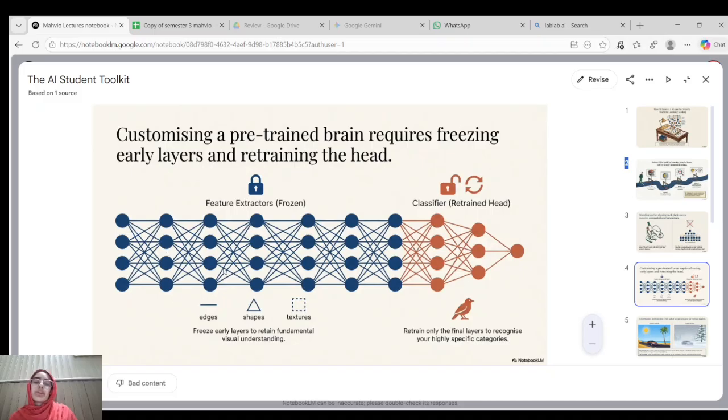The retrained head is the classifier. We only retrain the very final layers. This is where we retrain the final layer to recognize your highly specific categories, for example telling the difference between a benign cyst and a malignant tumor. This saves a huge amount of computer power.